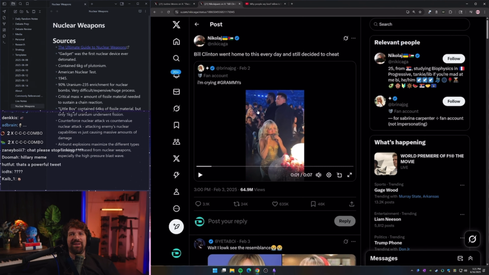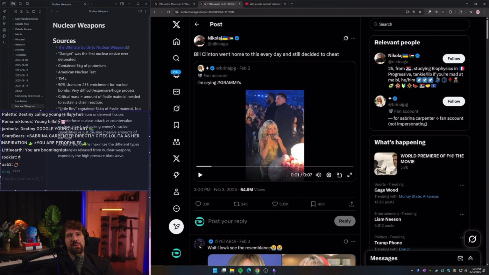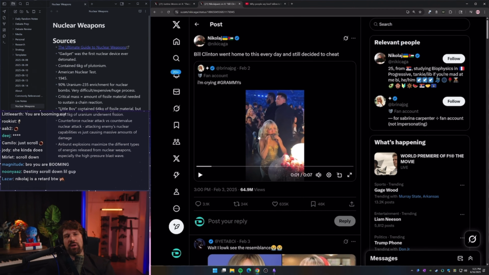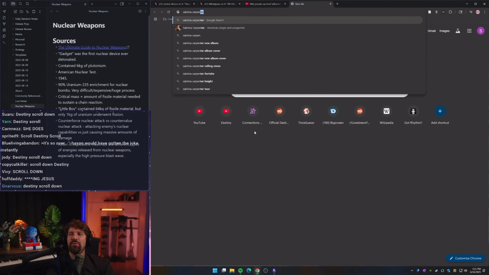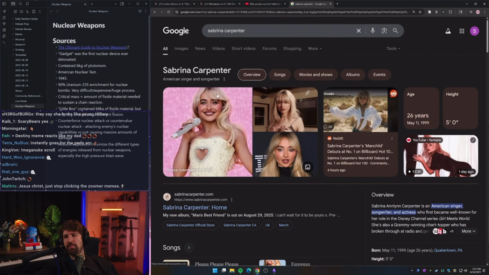I don't know what that means. Wait, is this like their daughter? Because she resembles Hillary Clinton, kind of. Okay. Hillary looks like Sabrina. Is this Sabrina? Hold on. I don't know who. This is a pop singer. Some people are mad about it right now. Or I see her posted about it on Twitter a lot.